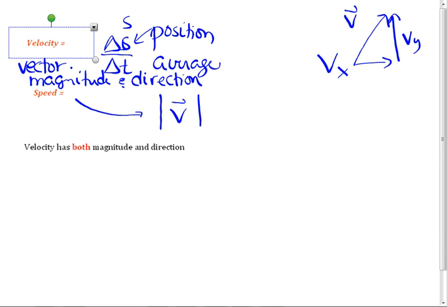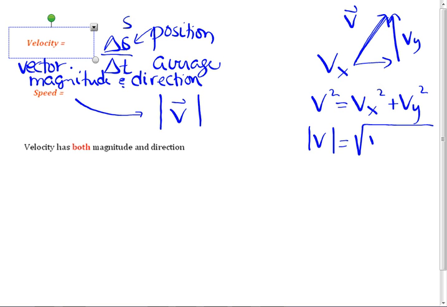But what if I wanted to find the length of this segment? What would I do from physics? The velocity in the x direction squared plus the velocity in the y direction squared has to equal the magnitude of my velocity vector squared. So how do you find v? This is going to give you this: the square root of v sub x squared plus v sub y squared. By whose theorem? Pythagorean.